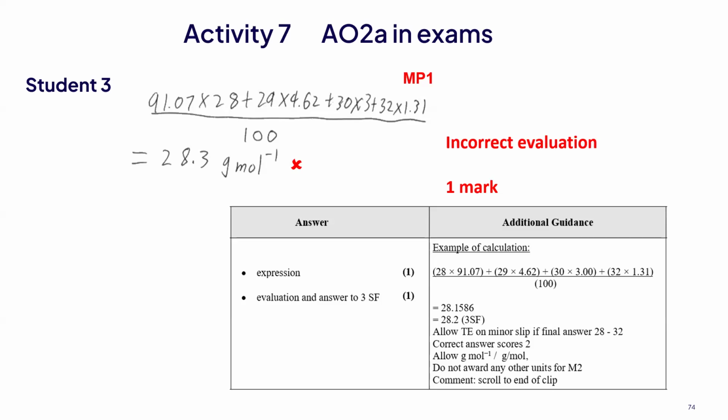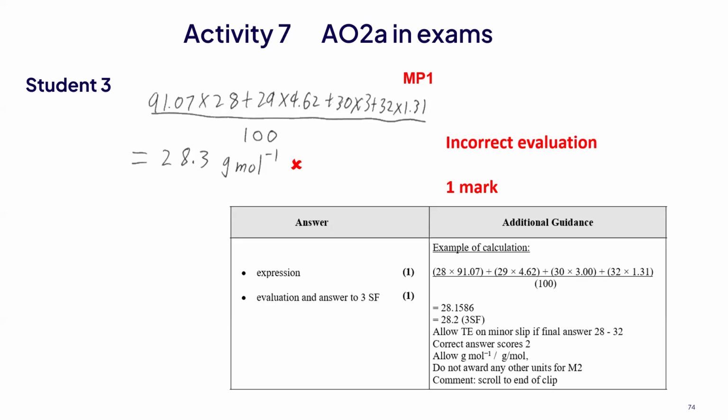This is a classic example of where students have not appreciated significant figures. It's quite possible that they may have made a very slight incorrect input into their calculator and come up with an answer that gave 28.3 as the answer to 3 sig figs. Anyway, 1 mark only.